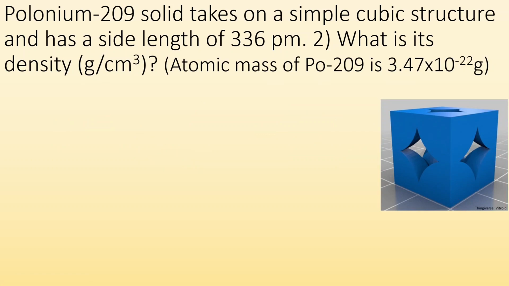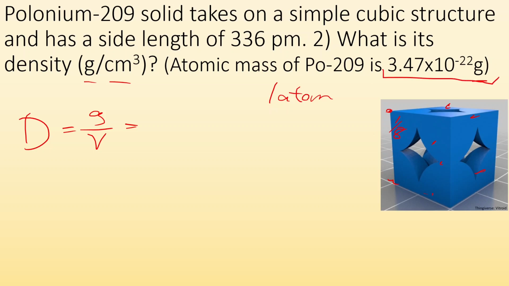Follow-up question: same stuff, but what is its density in grams per cubic centimeter? They give us the atomic mass in grams already. They want grams per cubic centimeter. We know that density is grams per volume. Let me do a little math. In this unit cell, at each corner there's 1/8 of an atom, and there are 8 corners. So that tells me that I have 1 full atom. So I have 3.47 times 10 to the minus 22 grams in 1 unit cell.